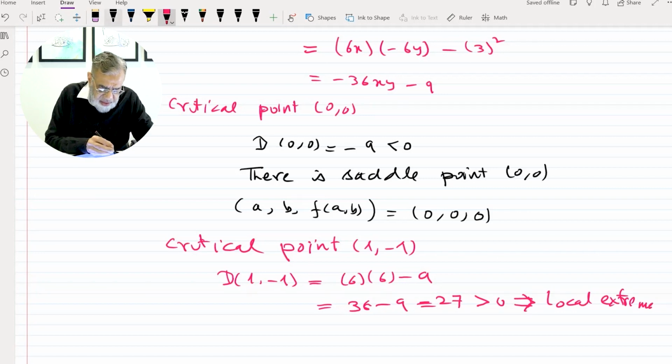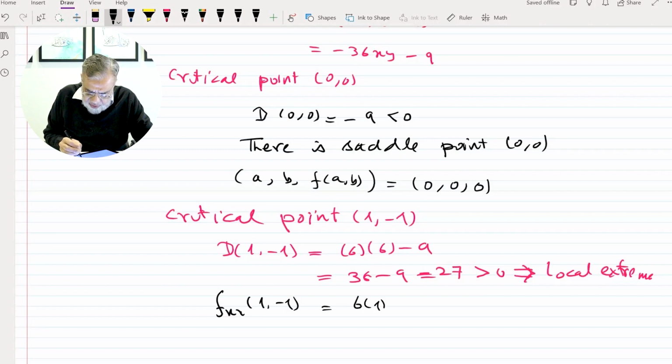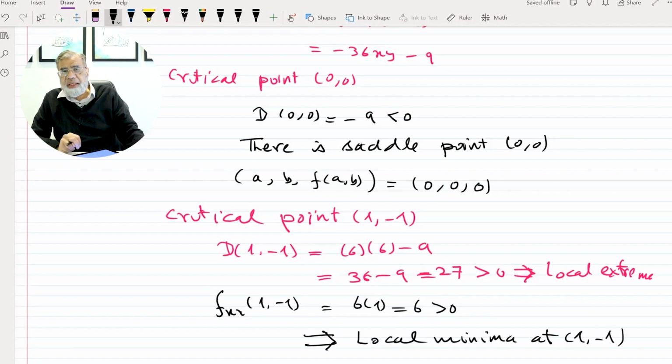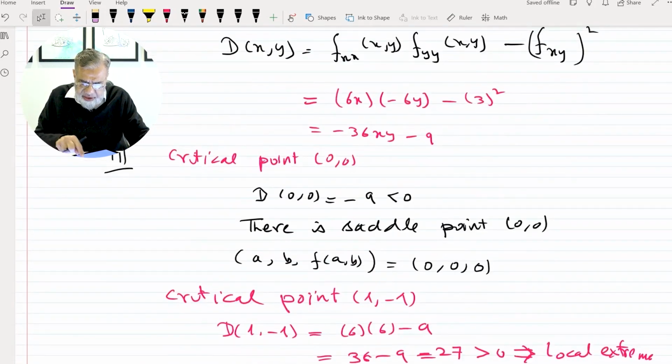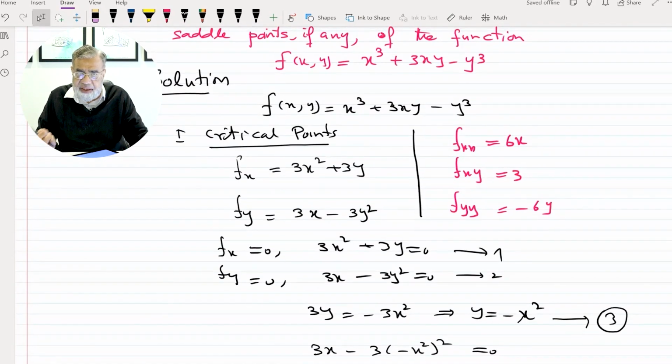So I discuss here the local extrema, and I take the value of f_xx at the point (1, −1). My f_xx is 6 into 1 equal to 6, bigger than 0. And when it's bigger than 0, this implies that we have a local minimum at the point (1, −1). As I told you, we can take the derivative f_xx or f_yy. If you take f_yy and substitute the value of y equal to minus 1 again, we get bigger than 0, the same result. The result is not changing.